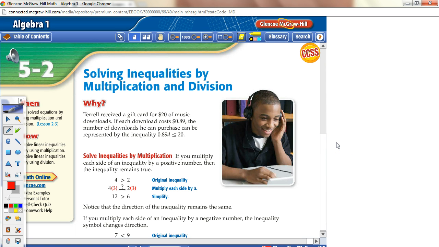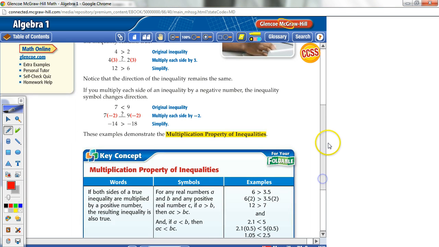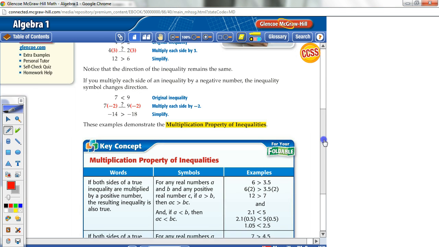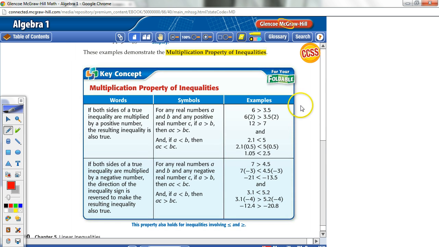This is section 2 of chapter 5, Solving Inequalities by Multiplication and Division. Okay, so last section we learned how to solve inequalities by adding and subtracting, and this section is just multiplying and dividing.